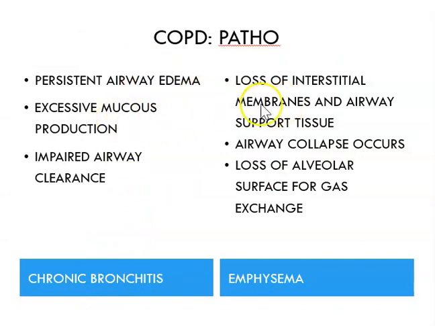And here you can see a comparison between the two. So the patho for chronic bronchitis versus emphysema. With chronic bronchitis, we have persistent airway edema, excessive mucus production, and impaired airway clearance. With the emphysema, we have a loss of interstitial membranes and airway support tissue, which results in airway collapse and a loss of alveoli surface for gas exchange.